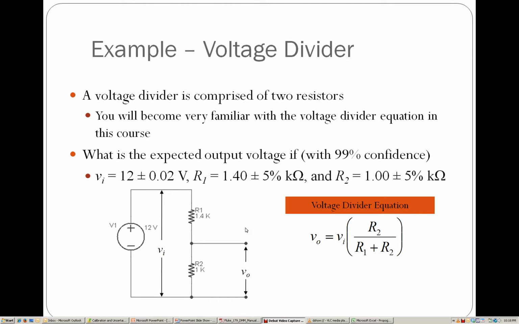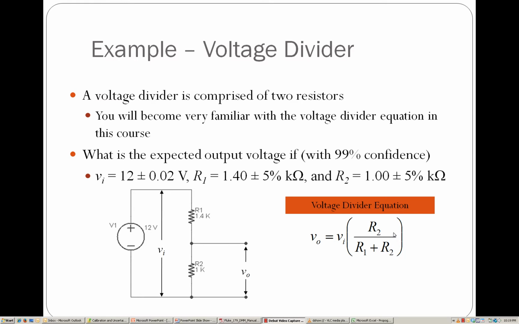Now let's say we want to calculate the expected output voltage with 99% confidence, if we know that the input voltage is 12 volts plus or minus 0.02 volts. We know that we have a 1.4 kilo ohm resistor, or 1,400 ohm resistor, with a 5% tolerance, and a 1 kilo ohm resistor with 5% tolerance. What's the approach to doing this?